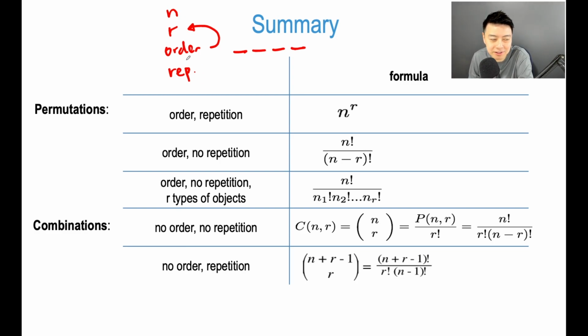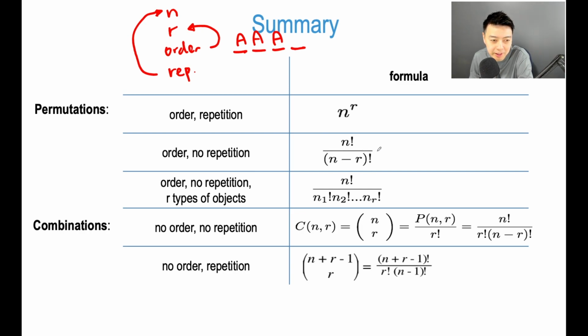And then we ask ourselves, is there repetition? For repetition, we look at the n. Of the n objects, if I use the object here, can I use the object here again, and so on? This is with repetition. With repetition, the formula is simply n to the r. With no repetition, the formula is n factorial over n minus r factorial.